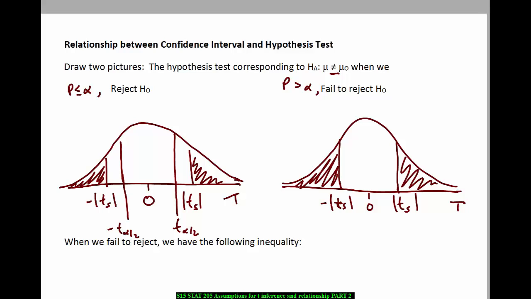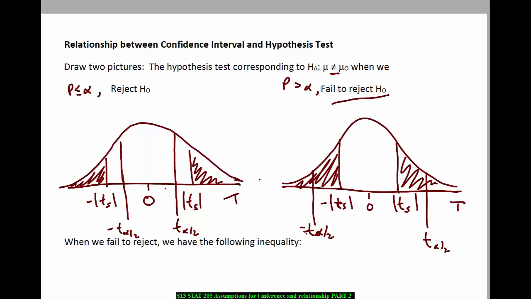So I made it a little bit bigger this time so we'd have room to draw our alpha. So the p is bigger than the alpha because we are in the fail to reject scenario. So a half of the alpha is going to go in the upper tail and a half of the alpha is going to go in the lower tail. All right, so we've got our picture of the reject and the fail to reject scenario.